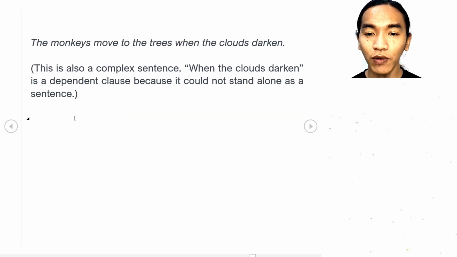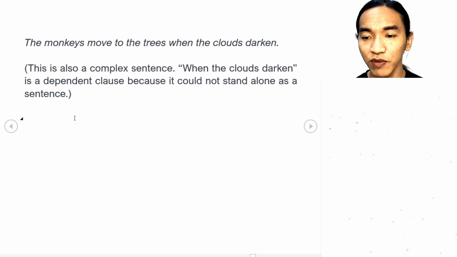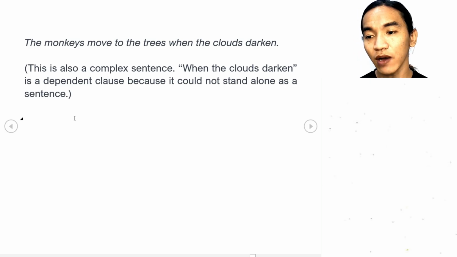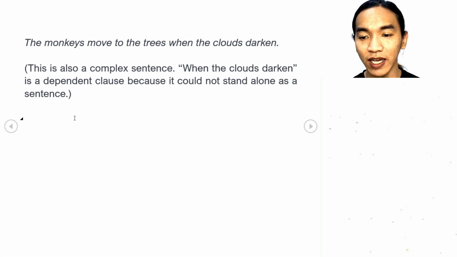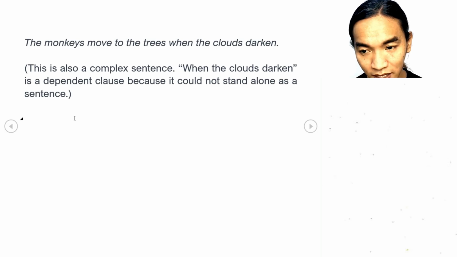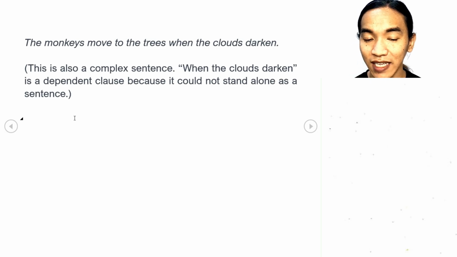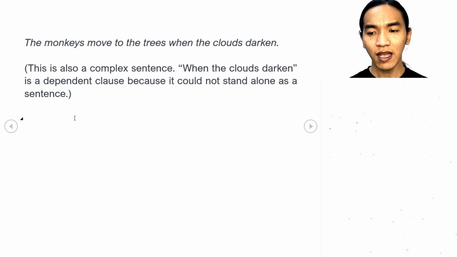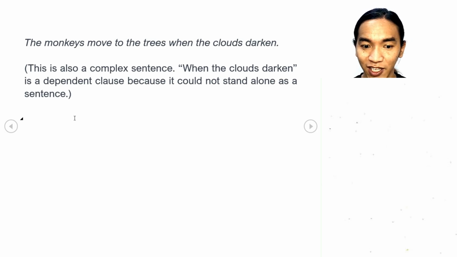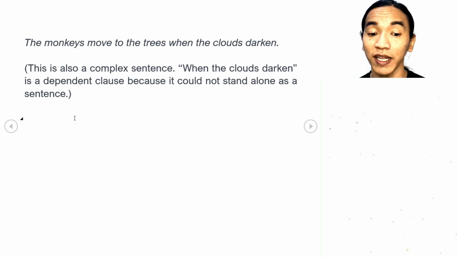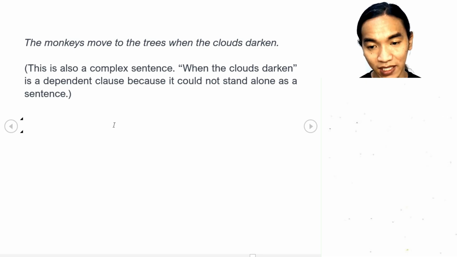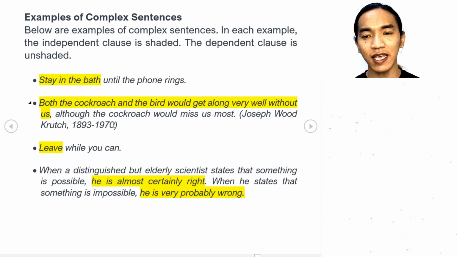Now, the monkeys move to the trees when the clouds darken. So this is also an example of a complex sentence. When the clouds darken is actually your dependent clause because it could not stand alone as a sentence, which means it doesn't have a sensible meaning to it. We do not completely understand what it means. All right. Now, let's see here some examples of your complex sentences.